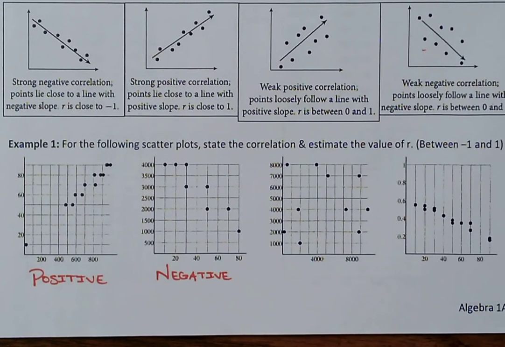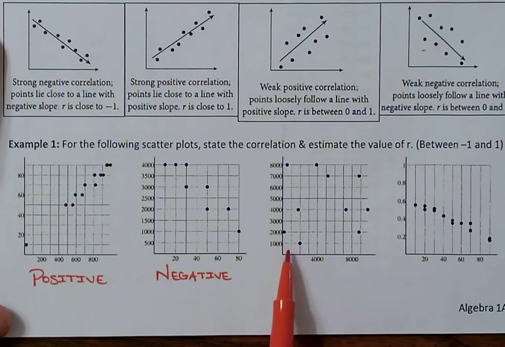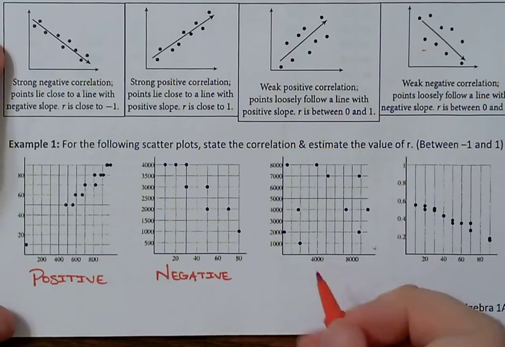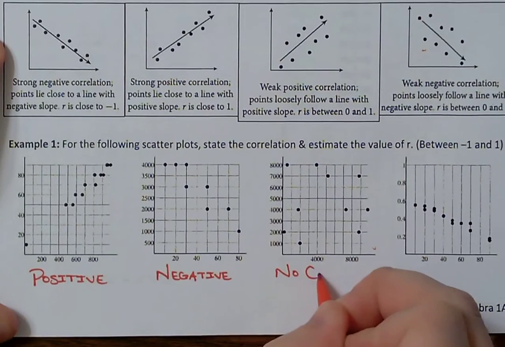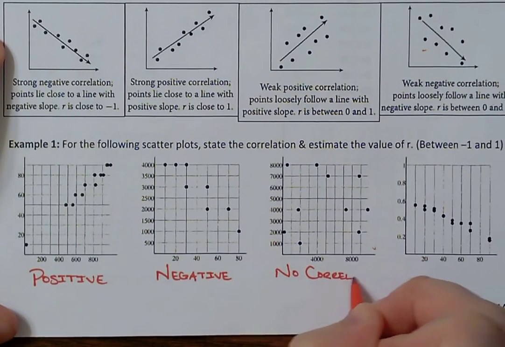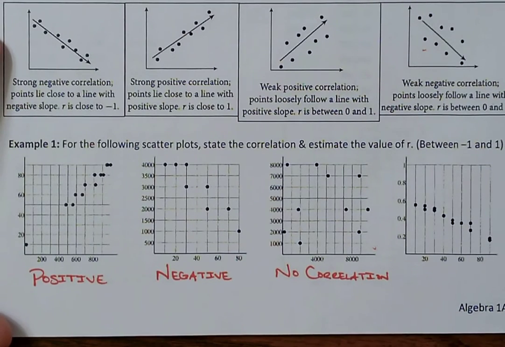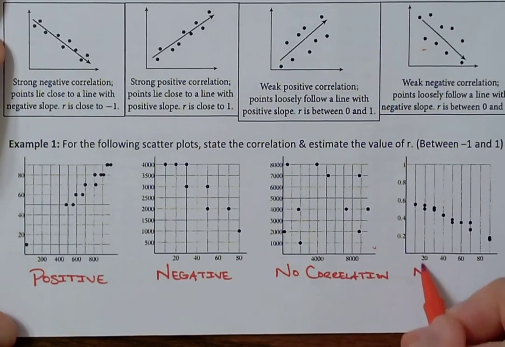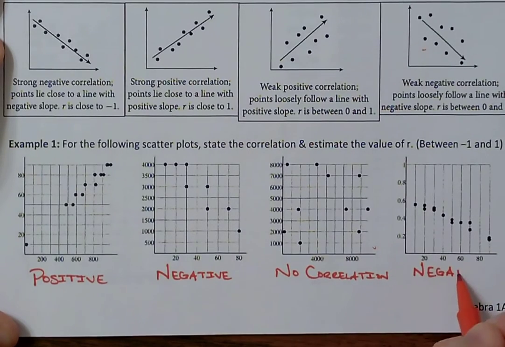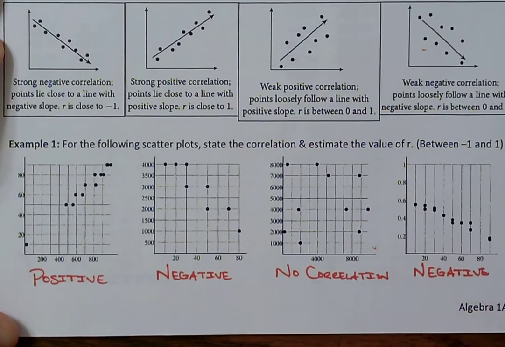If we look at our third graph, okay, going left to right, does it go up, down, or is there really no discernible pattern? There's really no pattern to this one, so we're just going to say that this has no correlation. And then for our last one, going left to right, this one's going down, so that's going to be considered a negative correlation. So we've gone through and determined the correlation for each of these.